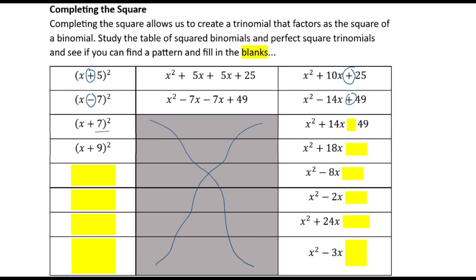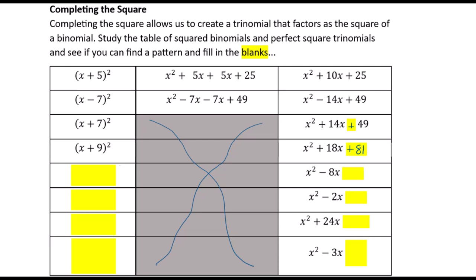Now let's take away a little bit more. In this next example, I have no sign here and no number here. So what happens here is I know I'm going to always have a positive, and the number that goes there is 81. There's my perfect square trinomial from x plus 9 quantity squared.